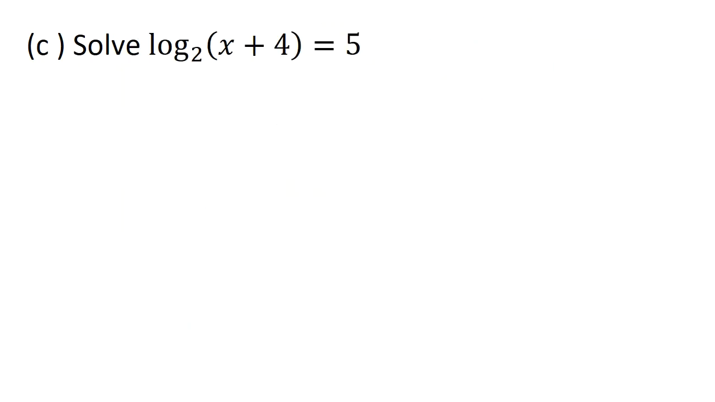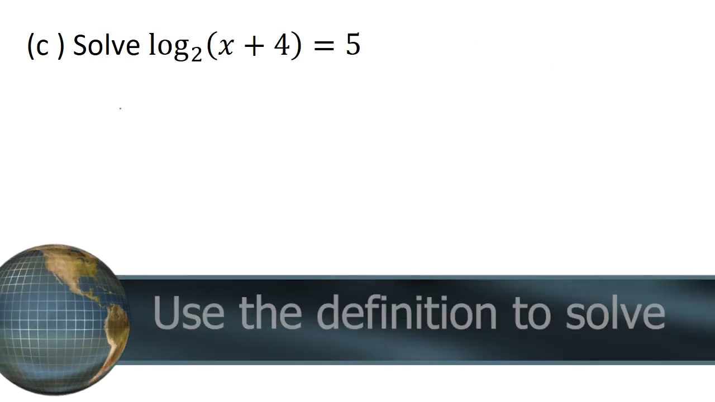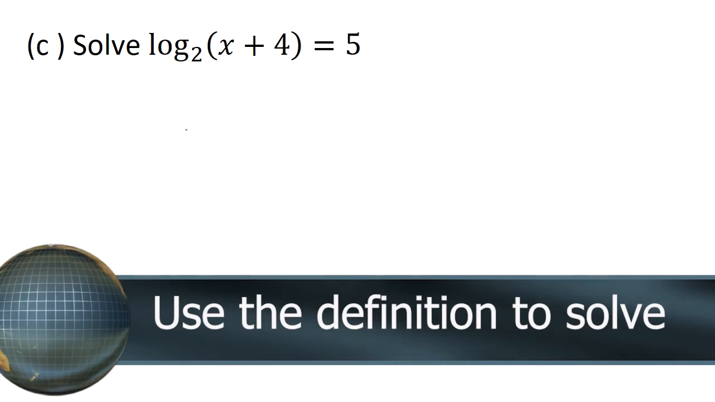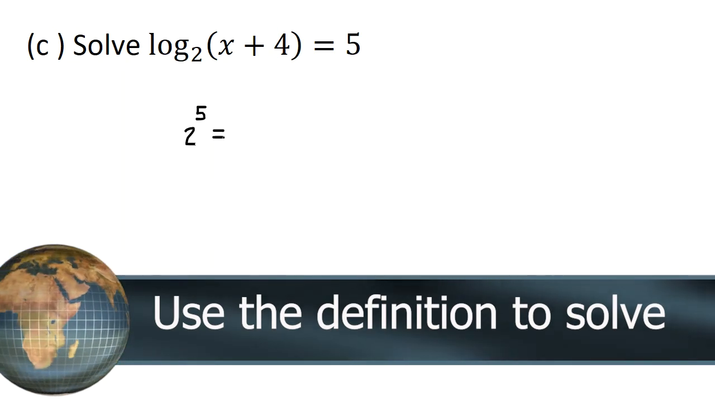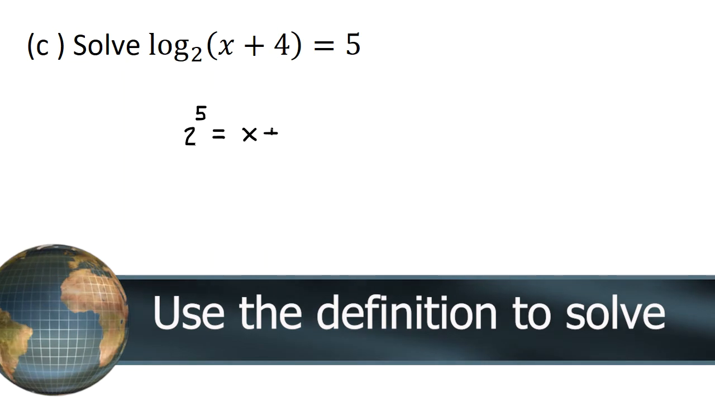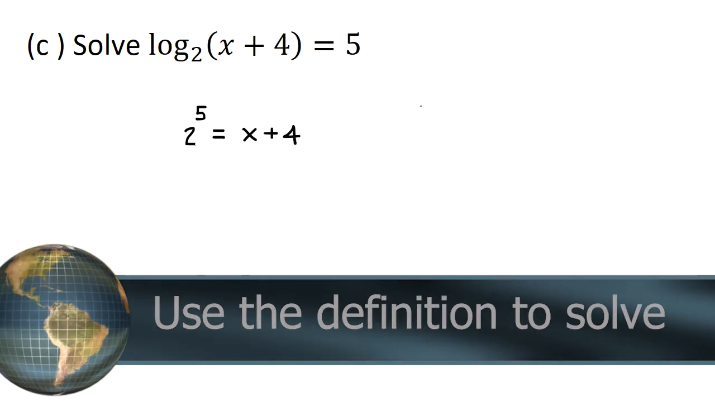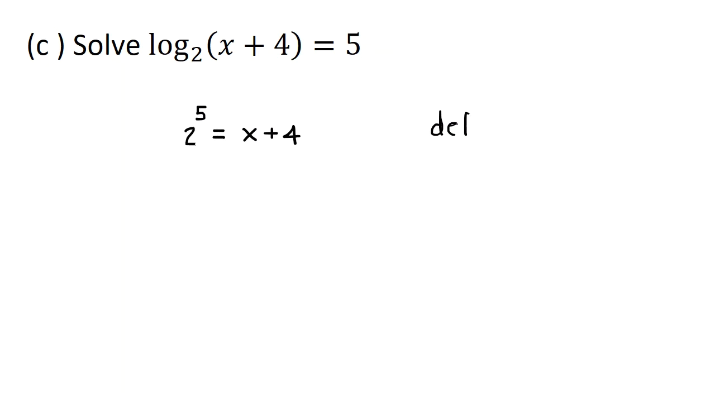Next, we're given a logarithmic equation we need to solve, and we have to use the definition. The base is 2. A logarithm is an exponent, so it's 2 to the power 5 equals the argument of the function, which is x plus 4. And that's just from the definition. And once we've done that, it's quite easy to solve this now. 2 to the power 5 is 32. And that equals x plus 4. Subtract 4 from both sides, and I see that x equals 28.